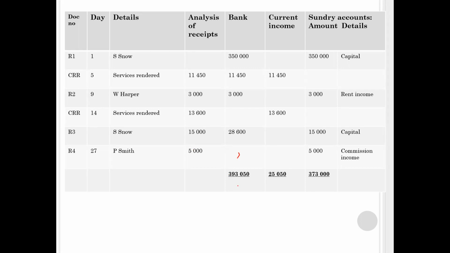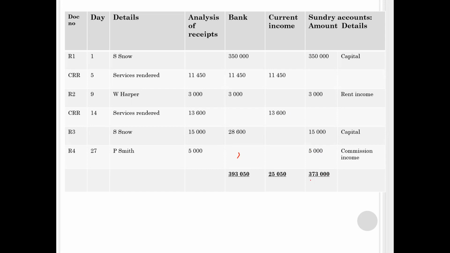Right, then you will see what I've done here, and I didn't tell that yesterday to you guys, so please take note. You need to add up the columns except analysis of receipts, okay? That means you're going to take bank, you're going to add up all the totals, and remember that 5,000 Rand, to get the in total. The same with current income. You need to add up. So you add up the 11,450 and the 13,600 to get the in total there at the bottom. And you do exactly the same with the sundry accounts. So you add up all those totals to get the total, the 373,000 at the bottom.